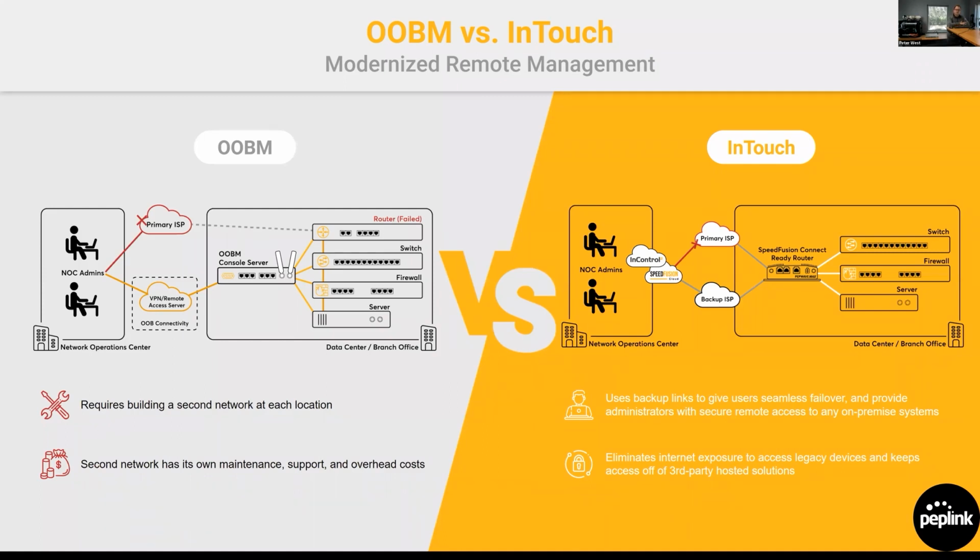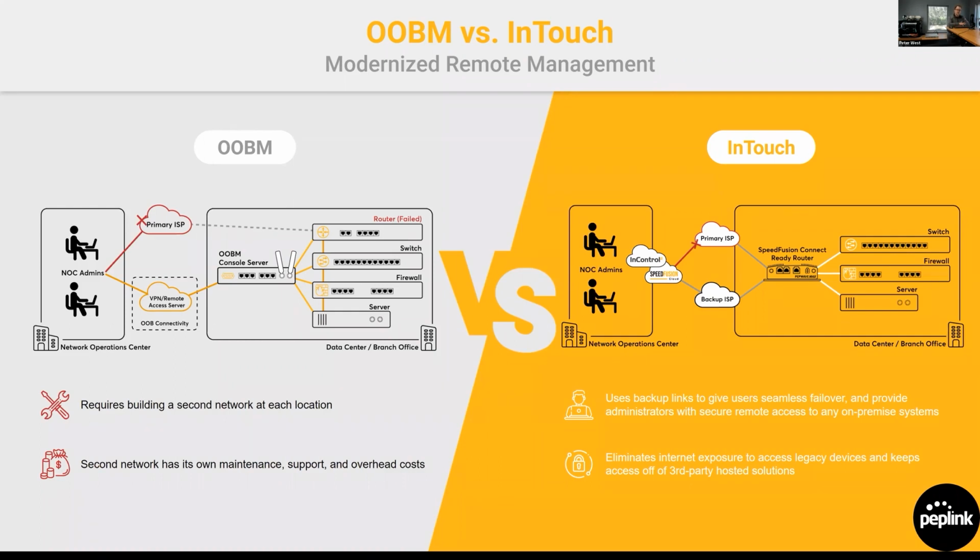So taking advantage of our SpeedFusion cloud environment and the already existing Peplink infrastructure, usually with SIM cards, with all of our modern technologies, you can now use InControl and SFC in that same bonding plane that you're using for resiliency, and it can now be used for out of band management. And so InTouch allows us to utilize existing technologies to establish that resilient connectivity or that out of band access.